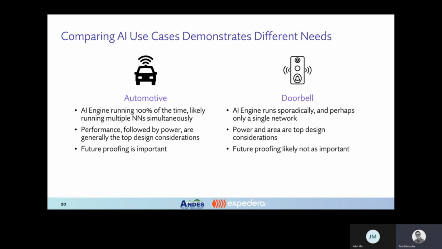However, the power and the area are obviously going to be of primary importance, whether it is battery powered, and of course the form factor of a doorbell is obviously much different than the form factor of an automobile, and a chip size that might be okay in an automobile likely is not going to be okay hanging off the side of your house. And in this case, future proofing is likely not as important. A doorbell may be shipped without the ability to do any upgrades to the neural networks, and that might be perfectly acceptable. Again, this is a decision only the chip designer and the chip company can make.